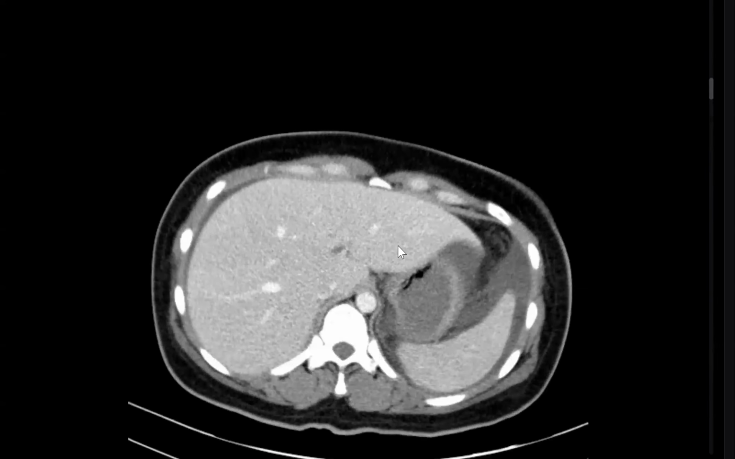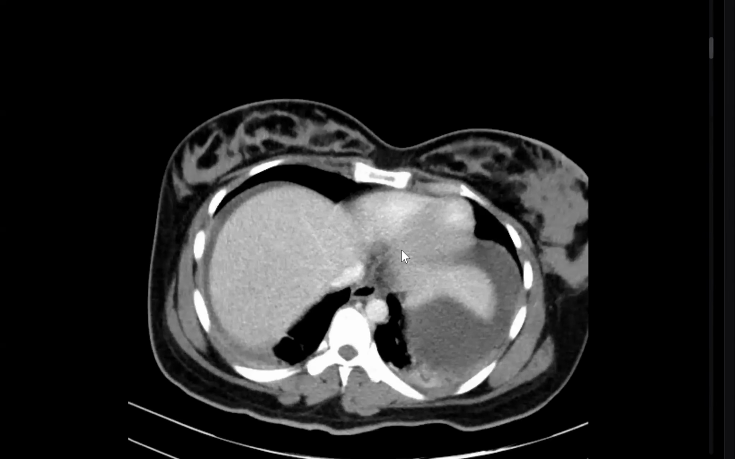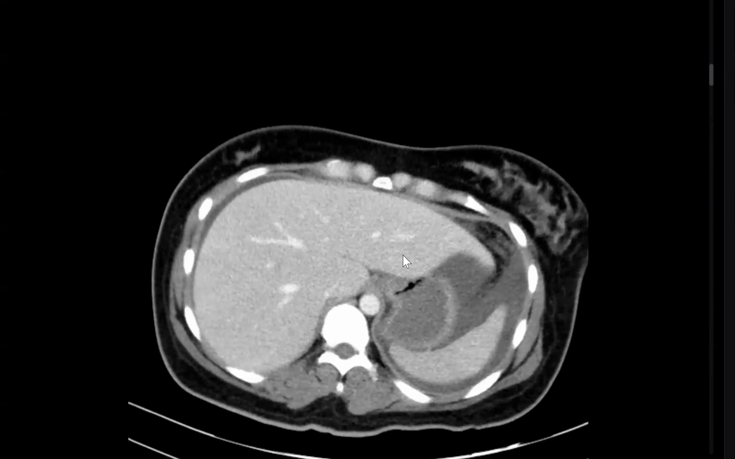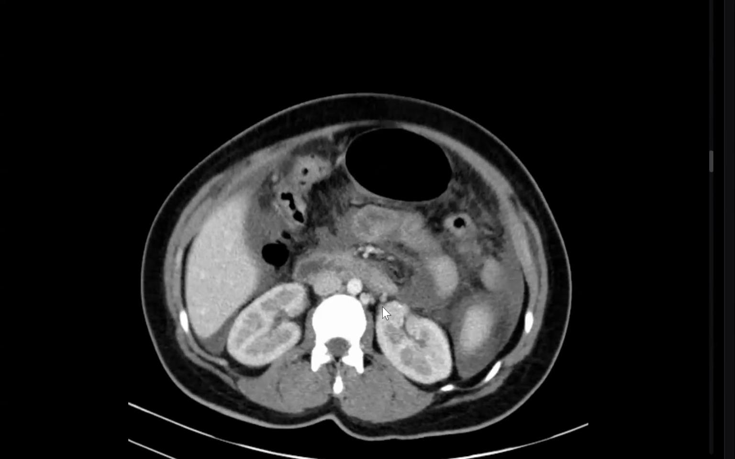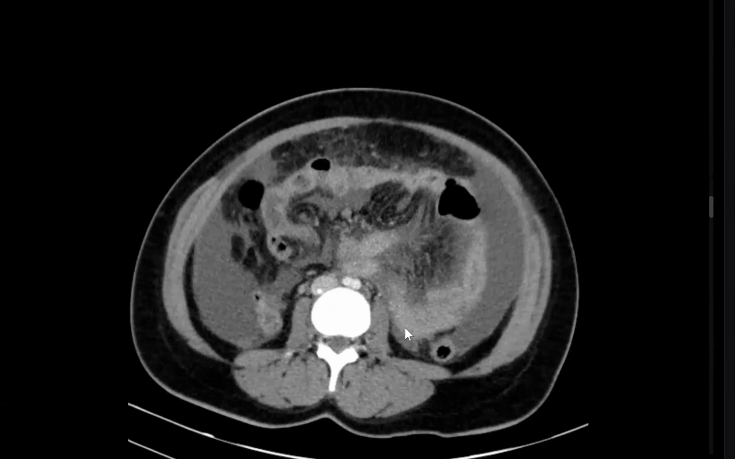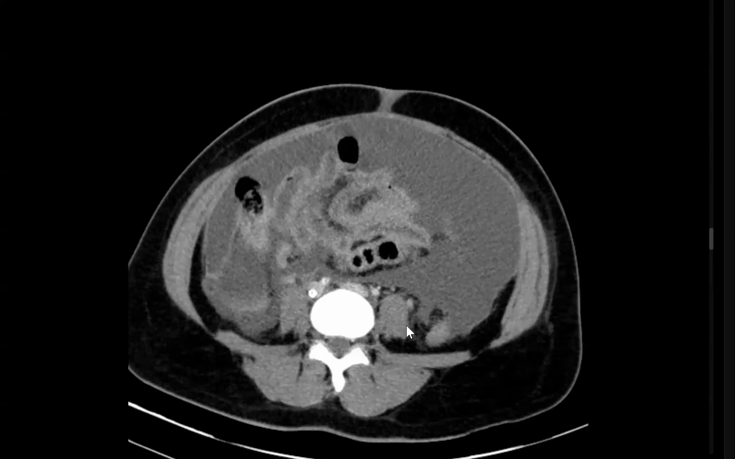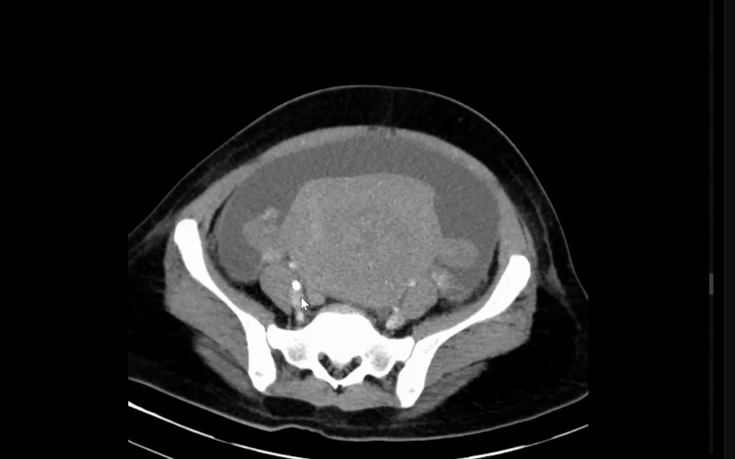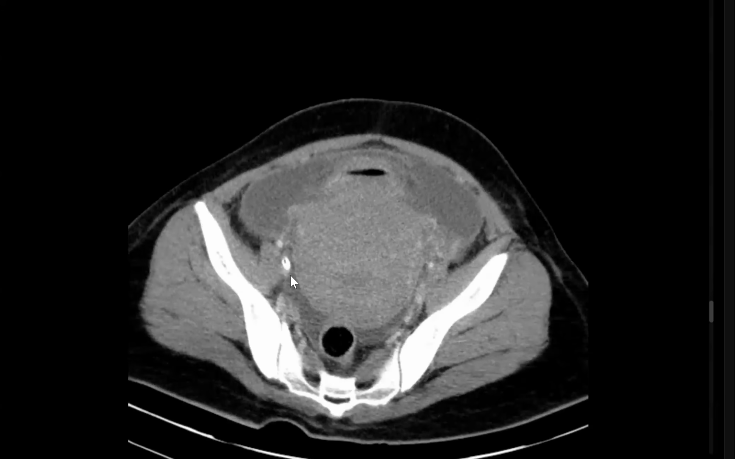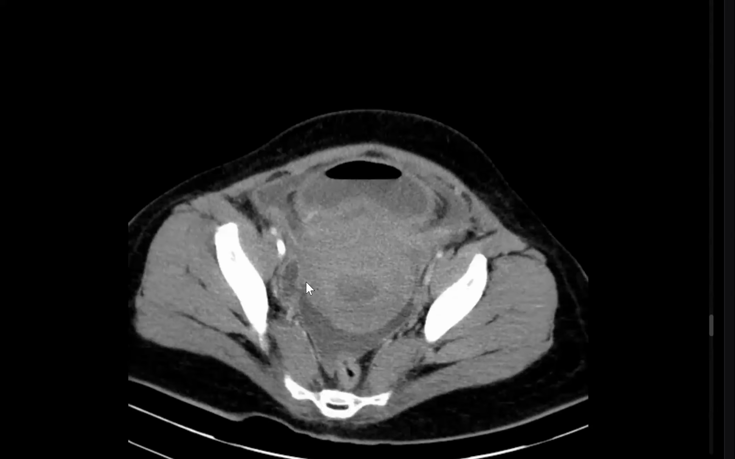Okay, no problem. Till now, no explanation for the massive amount of fluid, the massive ascites. So now I'm looking at the kidneys and ureters to look for the presence of any interventional rupture of the lower urinary tract. Here I can see that there is a stent seen in the right ureter. So you're suspecting maybe urinary tract injury, like ureter or bladder, for example.